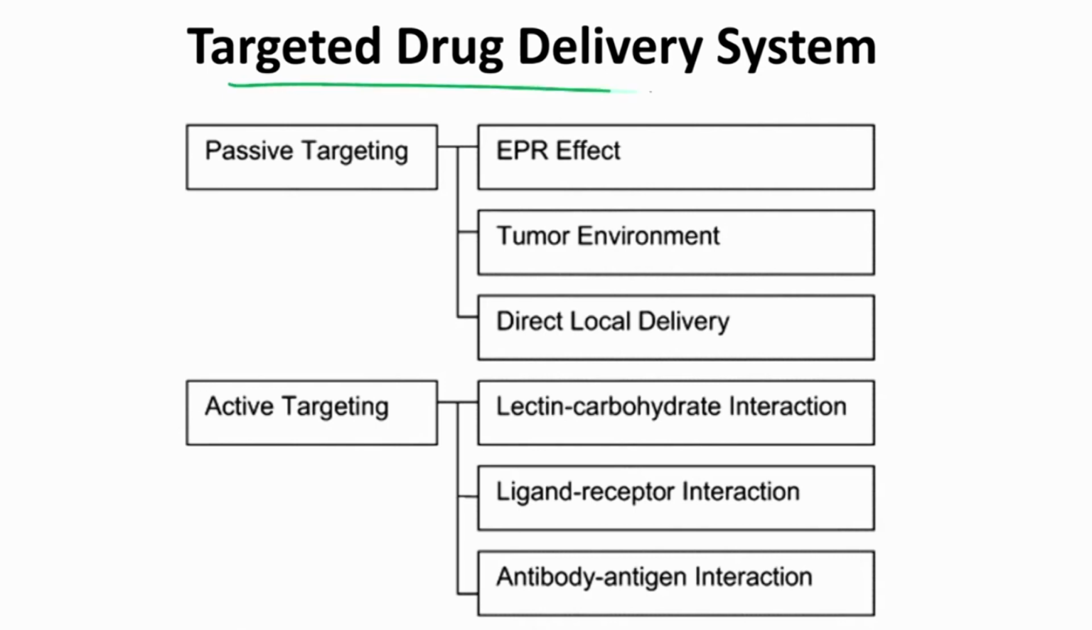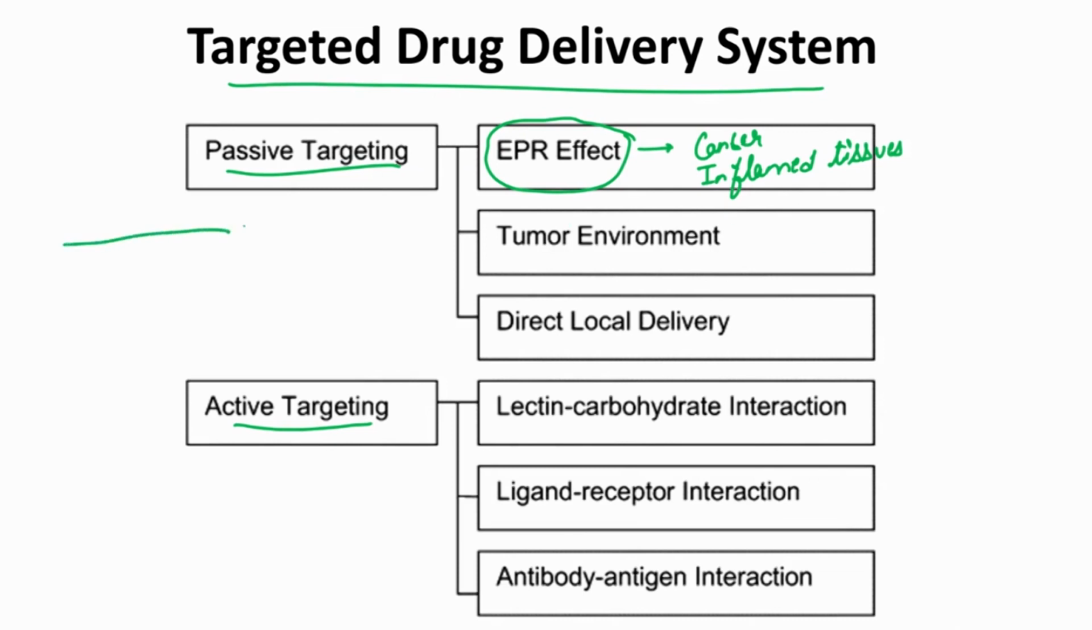So, the targeted drug delivery system can now be divided into two categories. One is passive targeting, another is active targeting. So, passive targeting is what we have primarily talked about through this course now. The EPR effect was one that was targeting cancer as well as inflamed tissues. And the major rationale behind that was that the blood vessels that are present in this inflamed or cancerous tissue are much leakier than the healthy tissue.